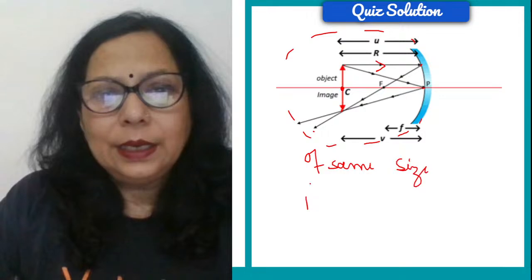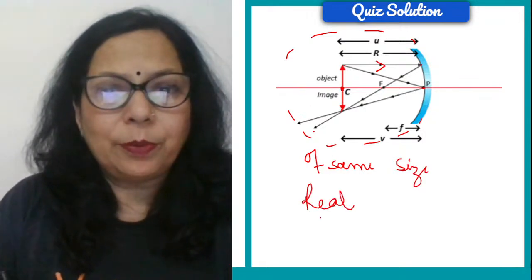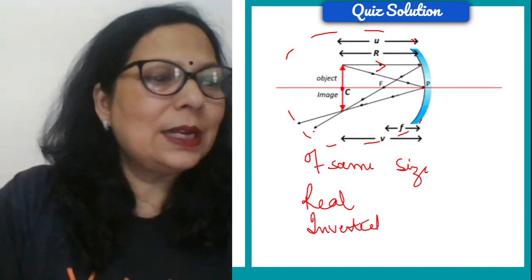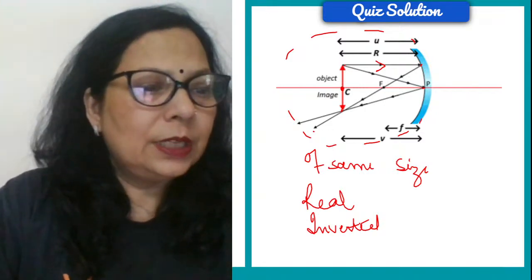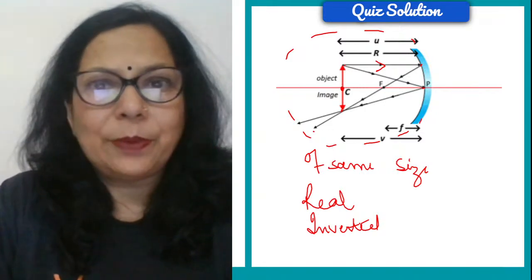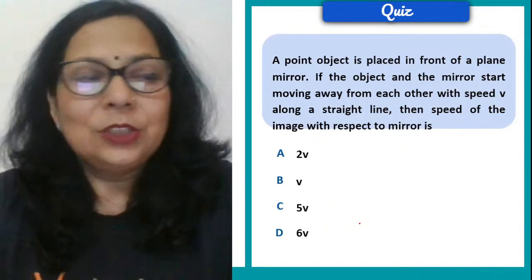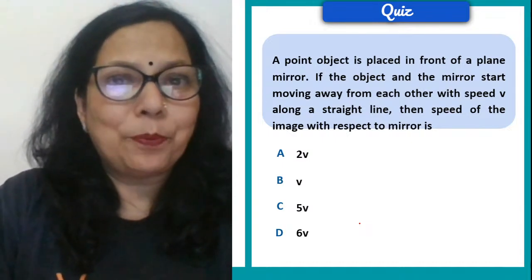Same size. It is real because it is not behind the mirror, it is in front of the mirror. It is downward, so it is inverted. So these are the characteristics of the image formed. Darshil Jain, yes, this is the characteristic of the image formed by the concave mirror when the object is at center of curvature. Children, all these are previous year questions or questions from the achiever sections, hence they are important.